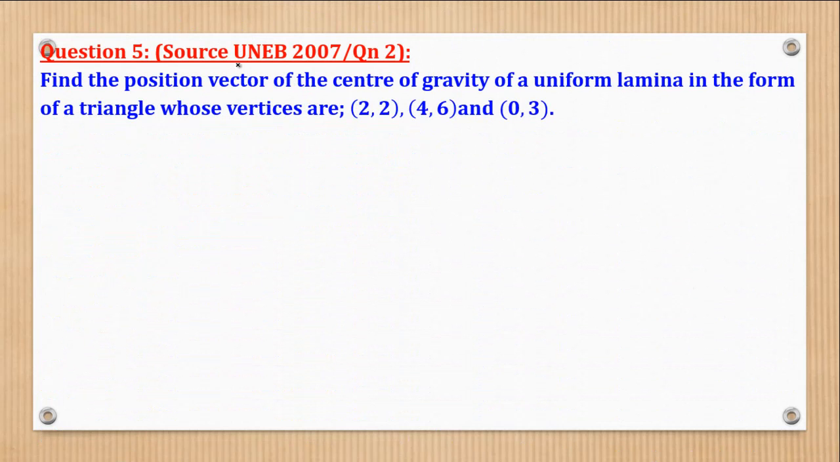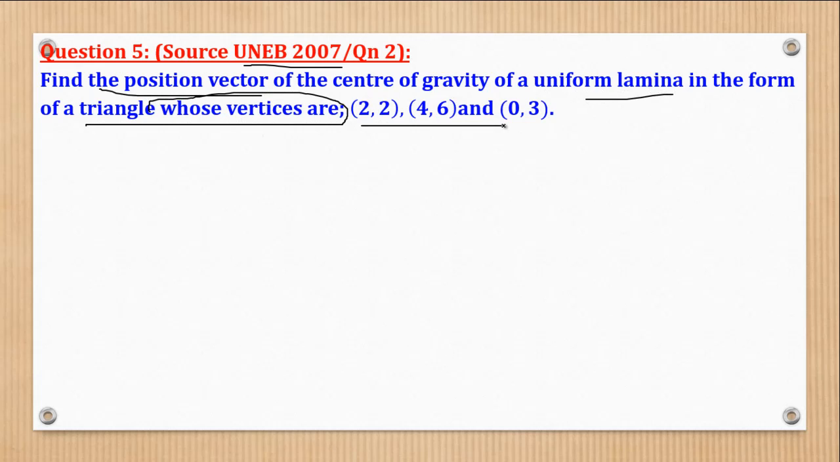Question 5 came from UNEB 2007, paper 2, question 2. So I've done a number of examples for you to grasp this first part, then we shall go to the next part of the center of gravity. So question 5 says, find the position vector of the center of gravity of a uniform lamina in the form of a triangle whose vertices are these ones.